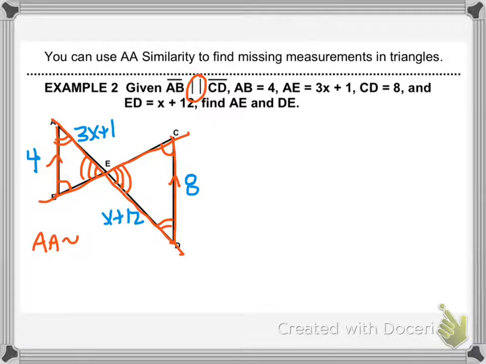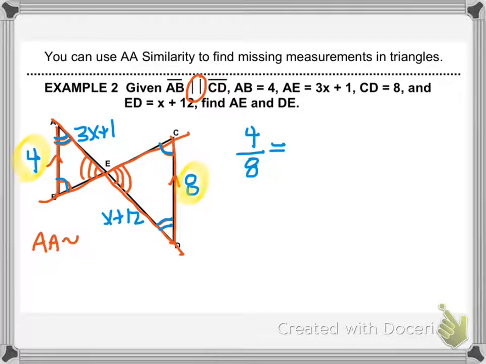So let's first figure out which sides are corresponding. The 4 that represents AB connects my 1 arc and my 2 arc angles. So the corresponding side on the other triangle would be the 8, which is CD, because it also connects my 1 arc and my 2 arc angles. So the 4 and the 8 correspond. Maybe I will make those into a ratio. All right, so I put the 4, which is from the left triangle, over the 8, which is from the right triangle.